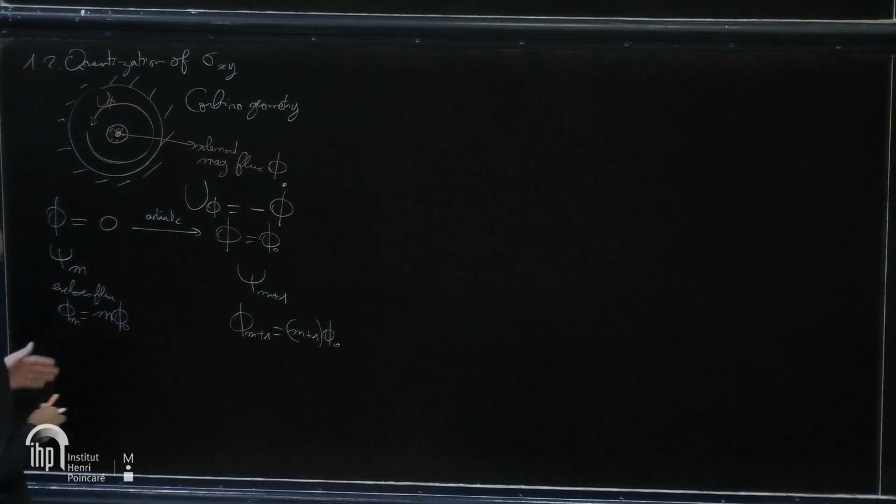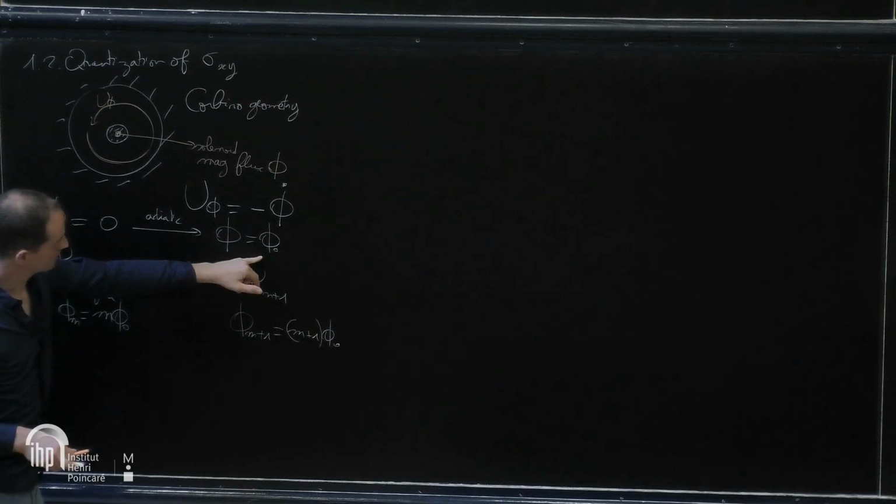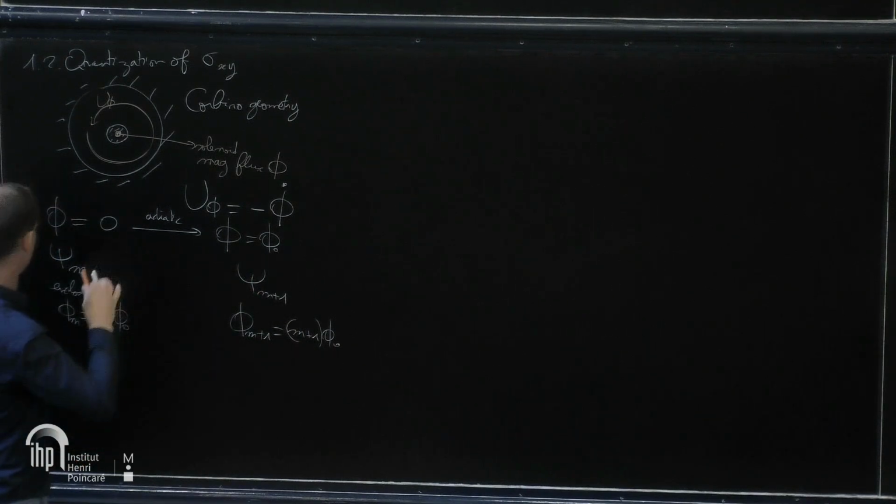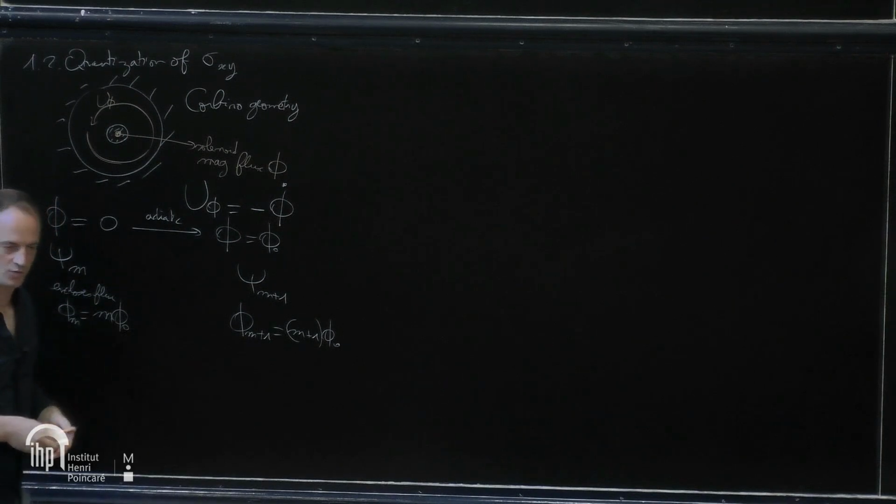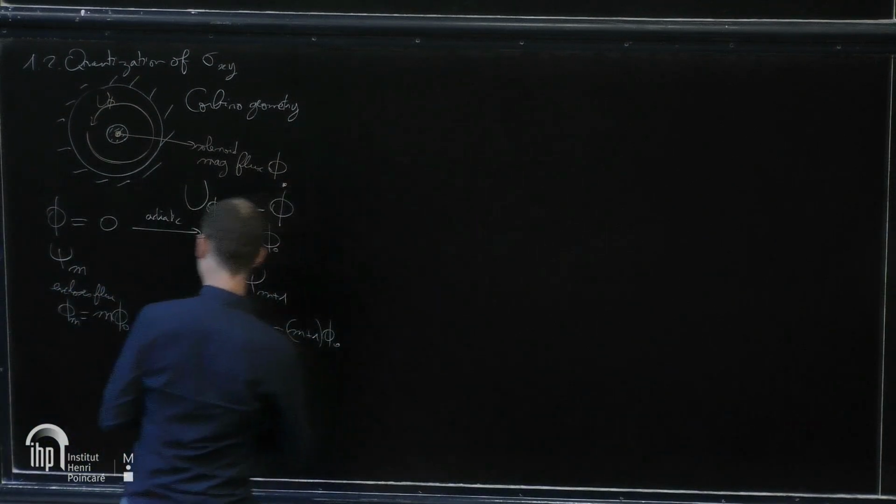And so it means that each time I insert 1 unit of flux quantum, all states of the Landau levels are pumped from m to m plus 1. This is the so-called Laughlin pump.